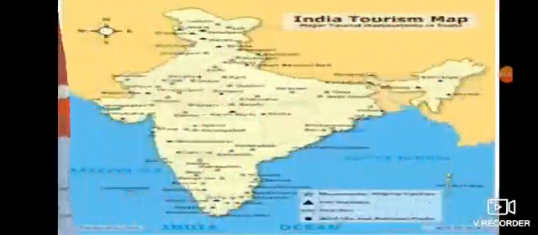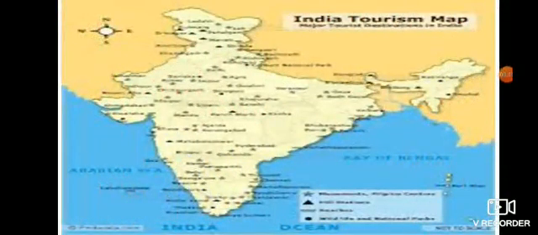Now India's tourism map. Tourists, those who travel from one place to another place, need tourist maps. These maps show places of tourist interest such as beaches, historical monuments, hill stations, national parks, etc.